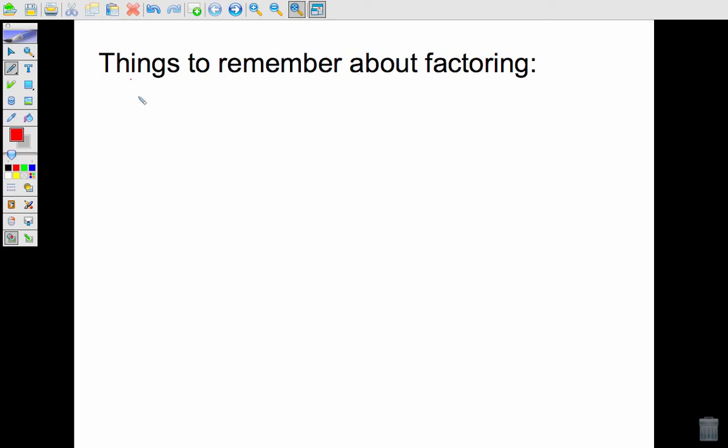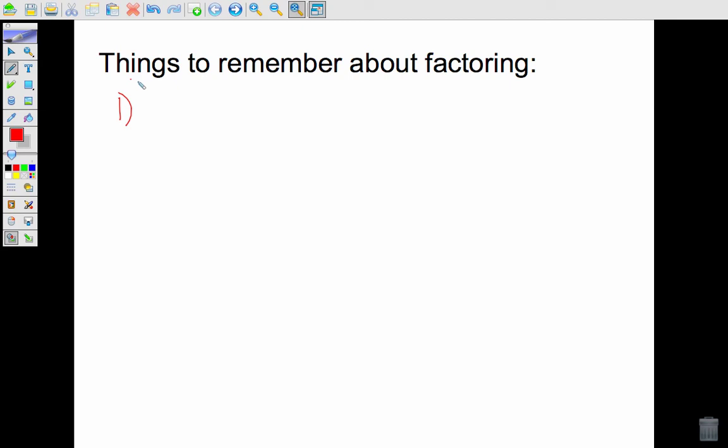So to start out, before we get into the notes here, which don't forget are on my webpage, if you didn't get them in class, you can print them off. But just in case, let's talk about some things to remember about factoring before we get started. Because if you can't factor, then you're not going to be able to do anything that we're going to do here the next few days.